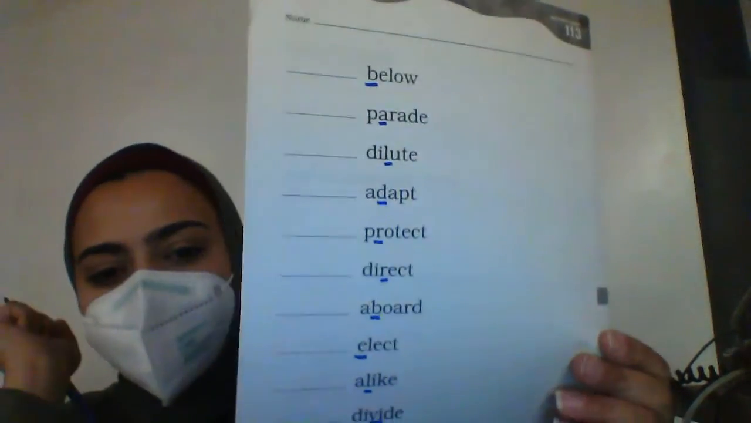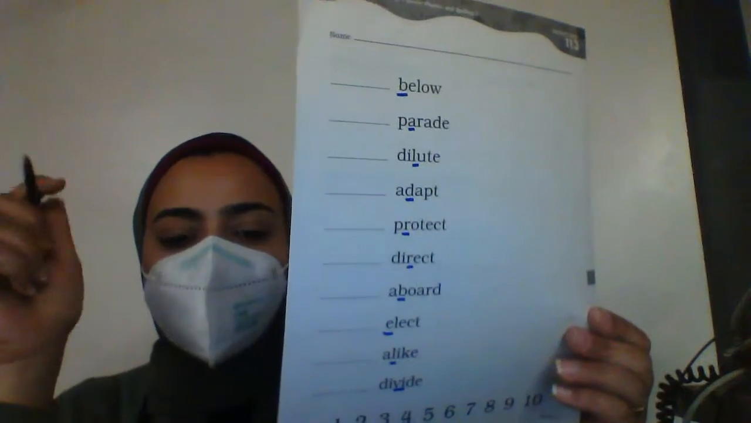All right, let's look at adapt. What's the guide letter in adapt? D. Very good. Because there's another A word, which is abroad, and the guide letter in abroad is B. And alike is L. And then elect is just the E. So below it's B, parade A, dilute L, adapt D, protect R, direct R, abroad B, elect E, alike L, and divide V.